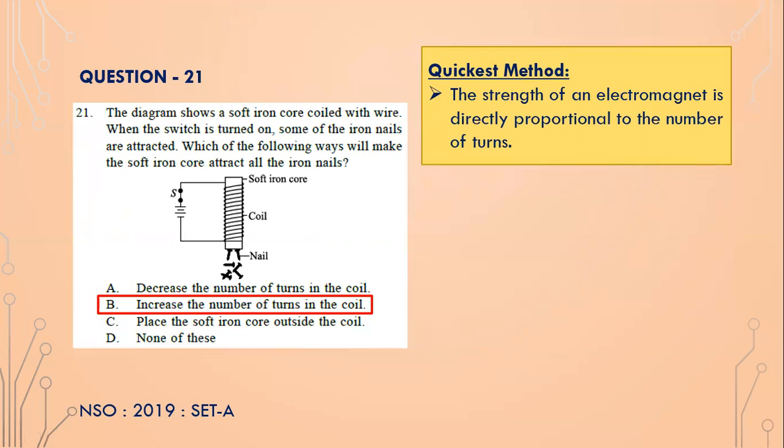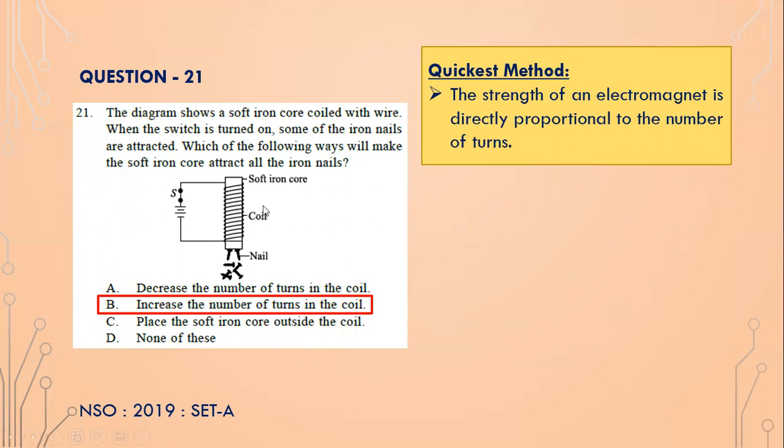The diagram shows a soft iron core coiled with wire. When the switch is turned on, some of the iron nails are attracted. Which of the following ways will make the soft iron core attract all the iron nails? So again, easy question. Which of the ways? Increase the number of turns in the coil, isn't it?